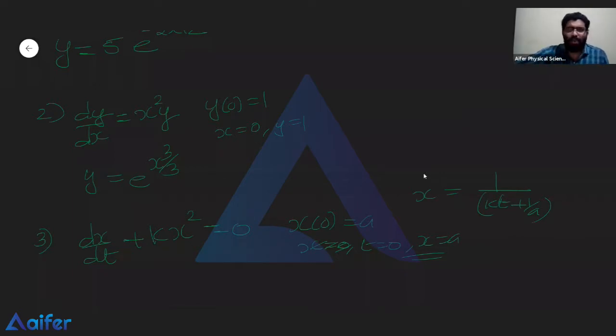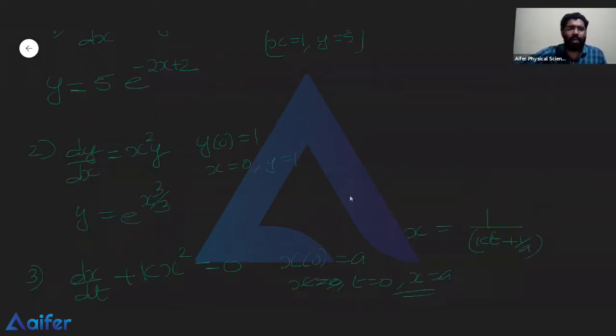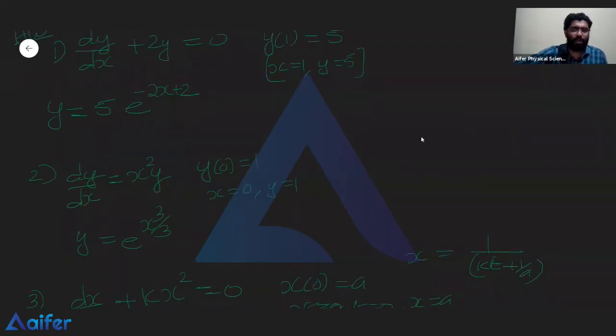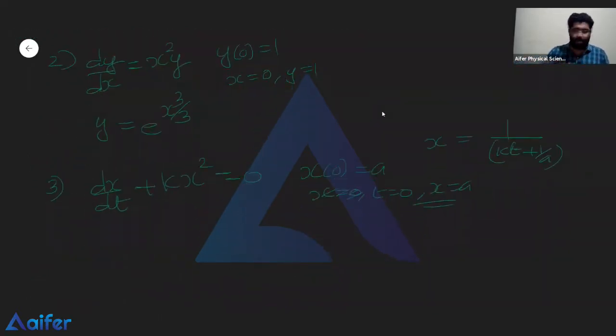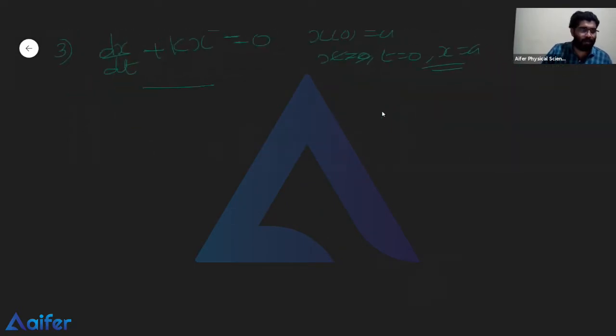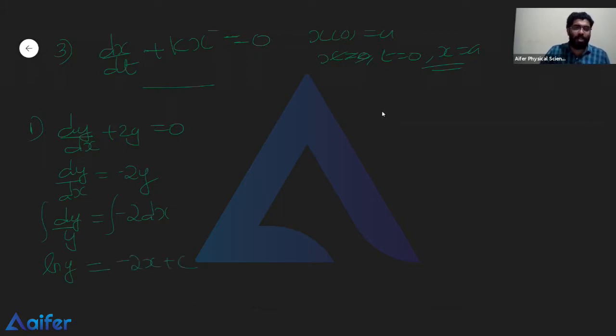Anyway, we will take only a few minutes. You try to solve and I will also solve for you. Every question I will solve. So first one, dy by dx plus 2y equal to 0. So if you separate, dy by dx equal to minus 2y, so dy by y equal to minus 2 dx. Taking the integral, log y will be equal to minus 2x plus c. You can use log c also, no problem.